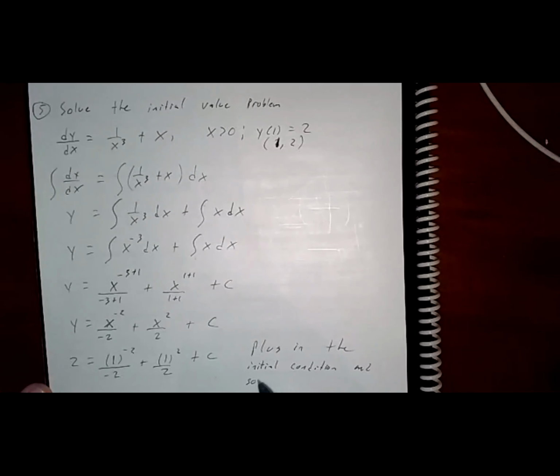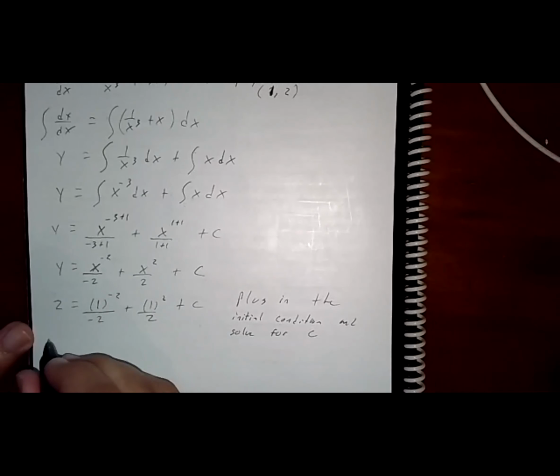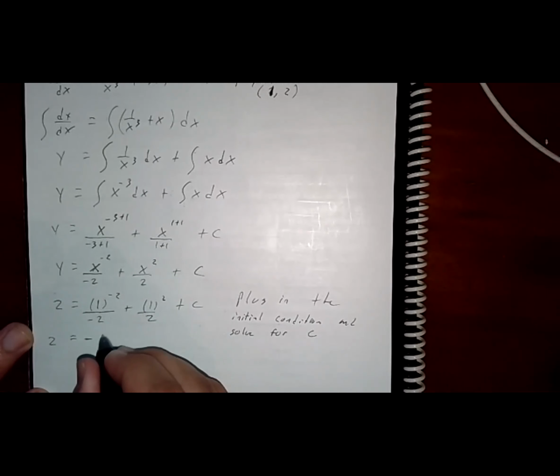And solve for C. So this will give us 2 equal to -½, right, plus a half plus C. So 2 is equal to C, because the halves will cancel. 1 to any power will be 1. 1 squared is 1, 1 to the -2 is 1. So here we go, these cancel.